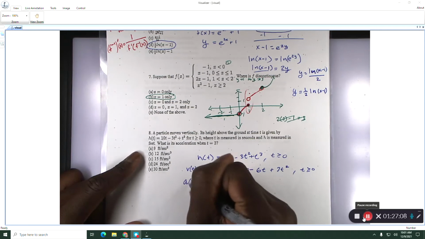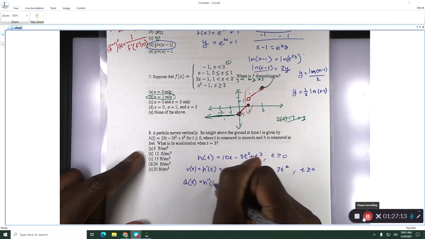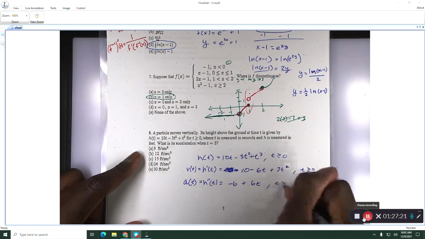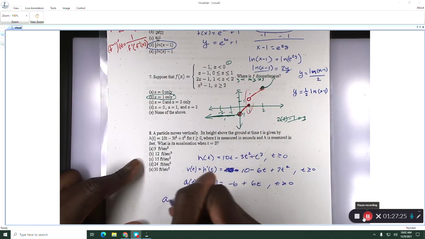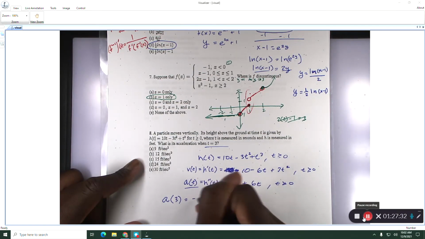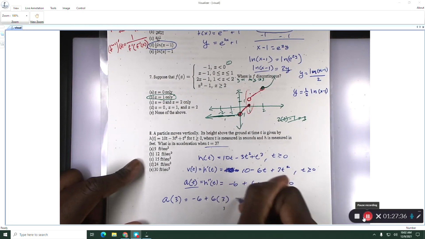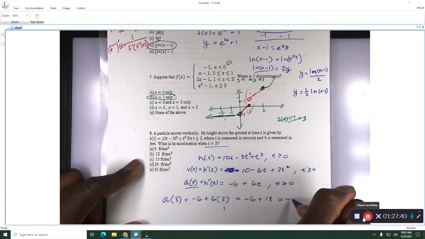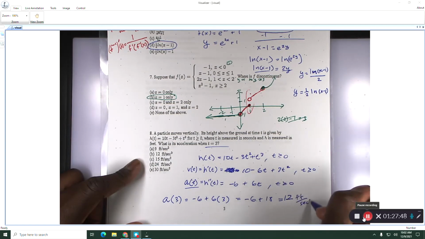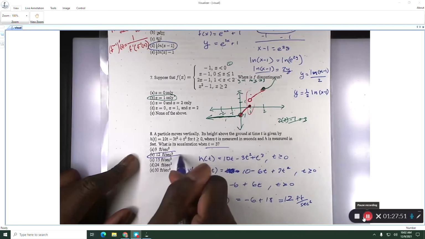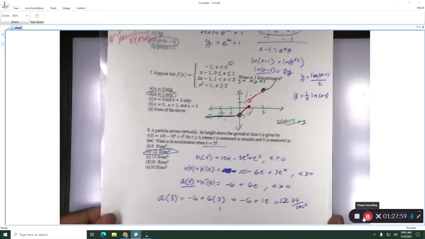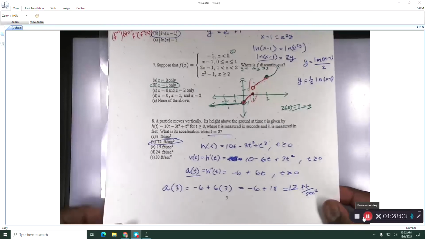Then the second derivative is our acceleration. Negative 6 plus 6t. Same thing, t is greater than or equal to 0. Now, we want to find the acceleration when t is equal to 3. Well, we have acceleration as a function of time. Negative 6 plus 6 times 3. Negative 6 plus 18. Positive 12. And we are in feet per second squared. So our acceleration was the second derivative of the height. And we just plugged time into our function.